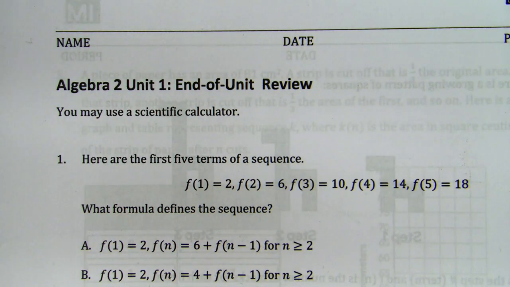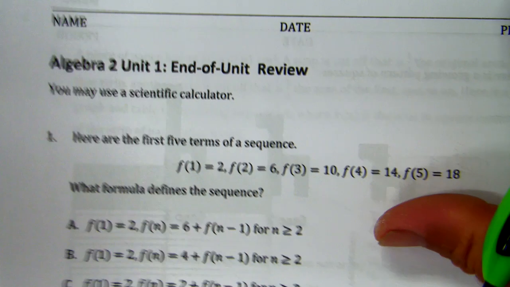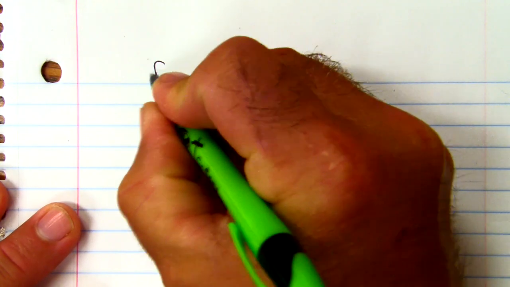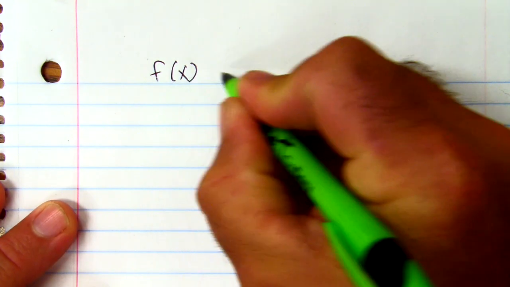All right, Algebra 2 students, this is the review video for Unit 1. Spent a lot of time on sequences. What I'm going to do to start with though, is go back and review functions a second. I think we had a quiz over functions eventually, and it was more just getting used to the notation.